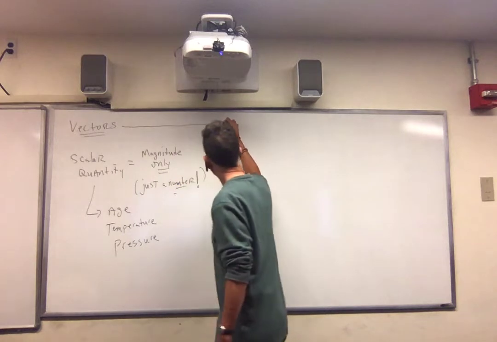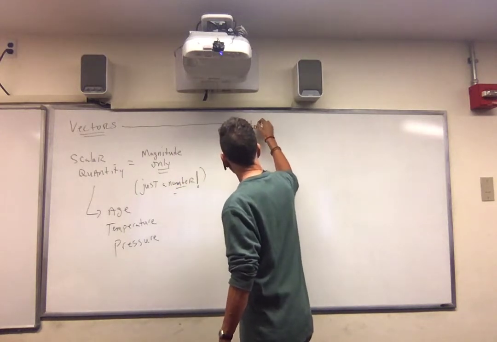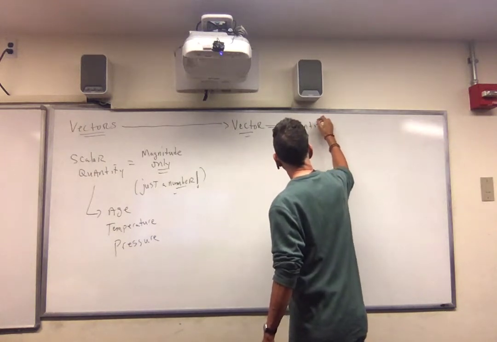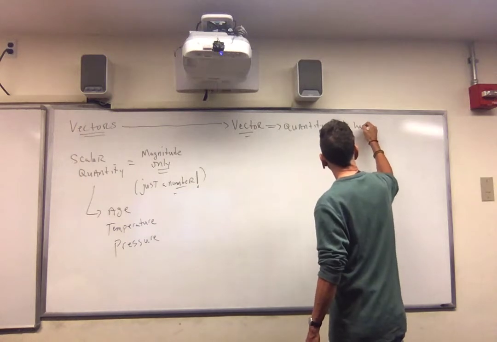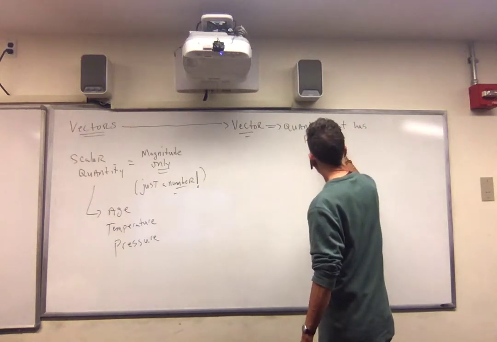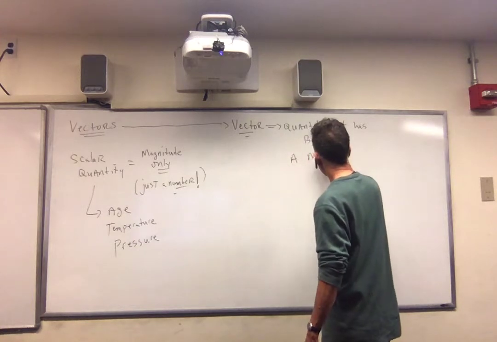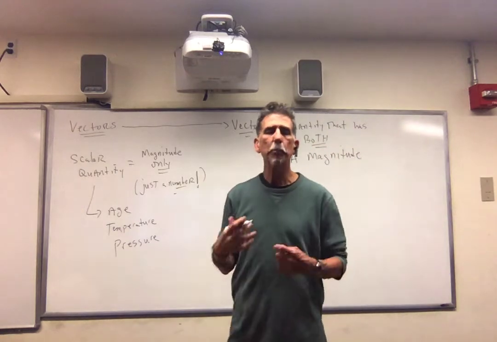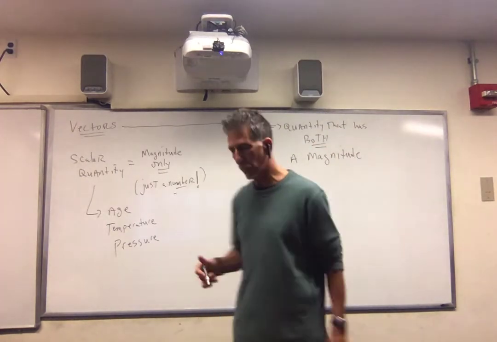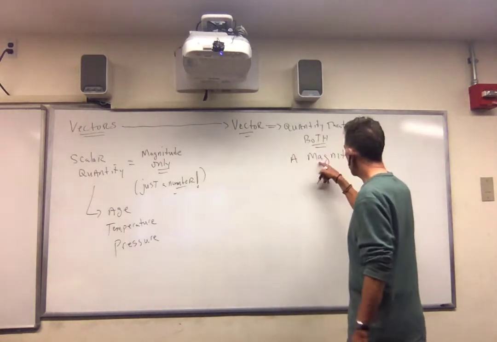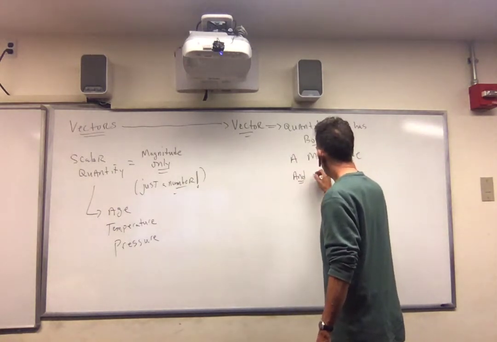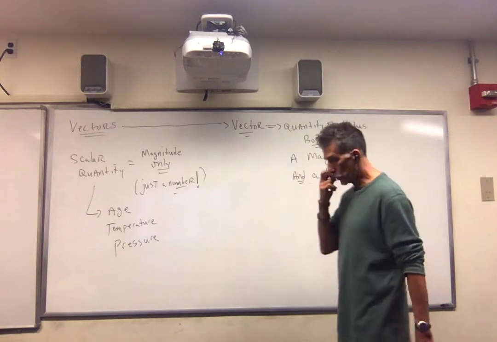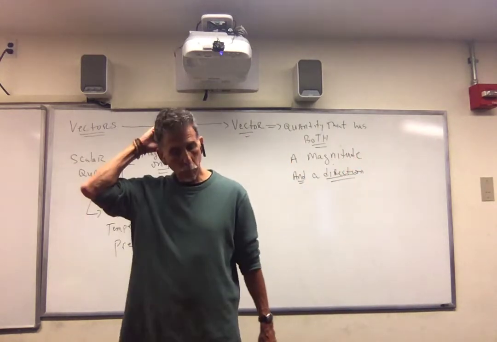What is a vector? A vector is a quantity that has both a magnitude. Now remember, magnitude means how big it is or how small it is. It's the size of something or the quantity of something. So it has both a magnitude and a direction. Okay? So it's this idea of direction that is important when we discuss vectors.